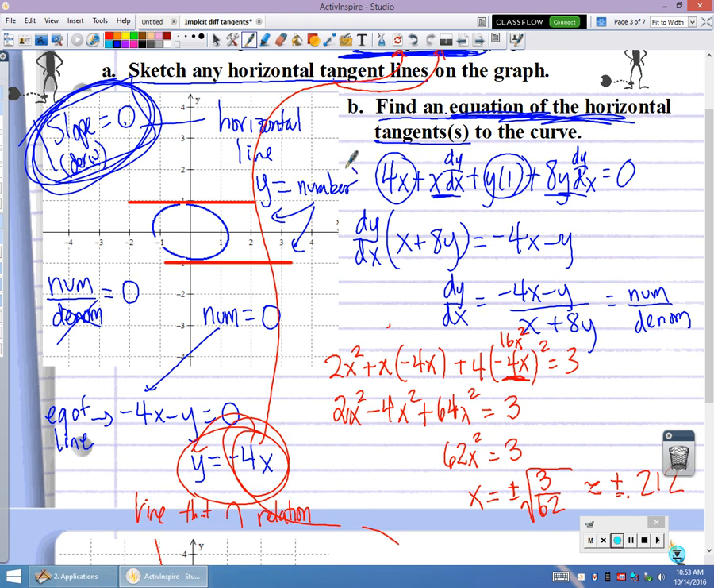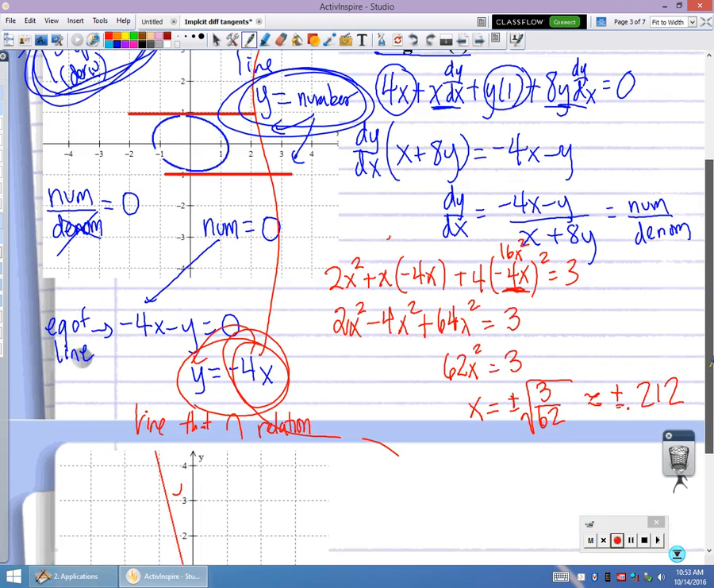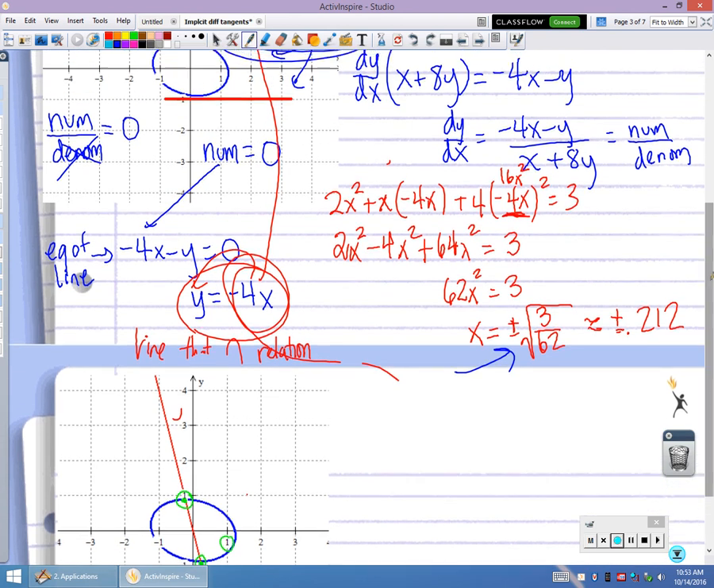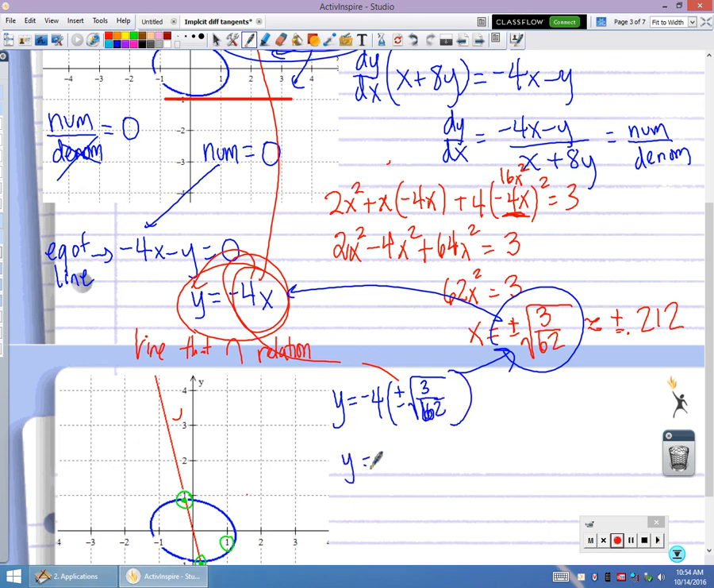Remember we talked about the equation of a horizontal line is y equal to a number. I don't have the y values, I have the x values. So to get the y values, I'm going to take the values of x and substitute them back into the equation of the line. So y is equal to negative 4 multiplied by plus or minus the square root of 3 over 62, which gives me y equal to plus or minus 4 root 3 over 62.